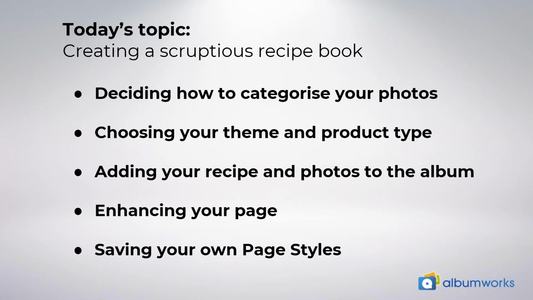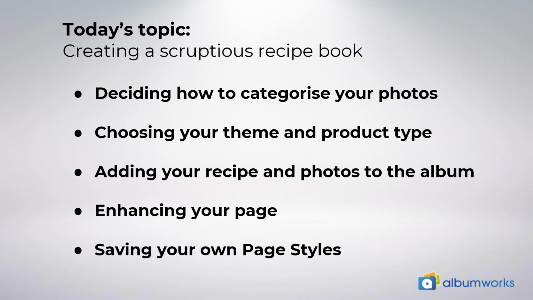All right, let's get started. So firstly, how do you decide how to categorize your recipes? Well, there are a few ways you can do it. You may want to put them in the same order that you would be serving the dishes in. So you might want to put them as entrees, then mains, then desserts. Or you could categorize them even further and have different topics like soups, dips, chicken dishes, other meat dishes, vegetarian dishes, and then desserts, that sort of thing.